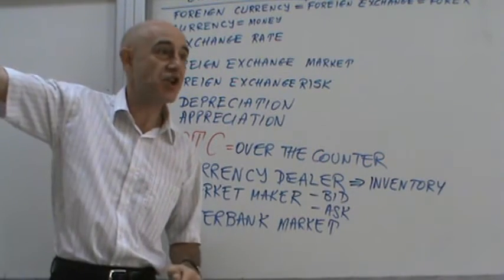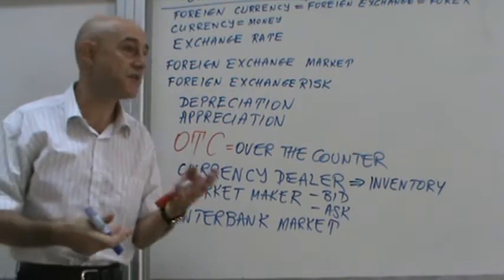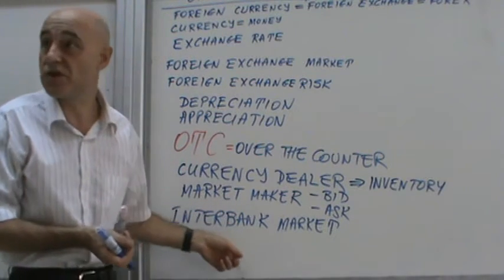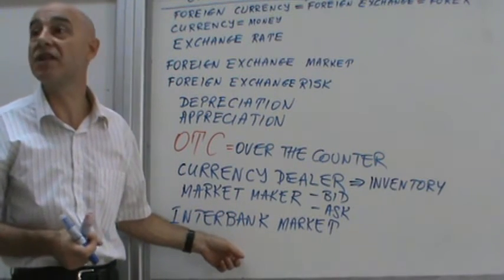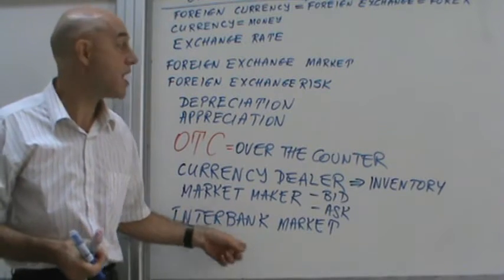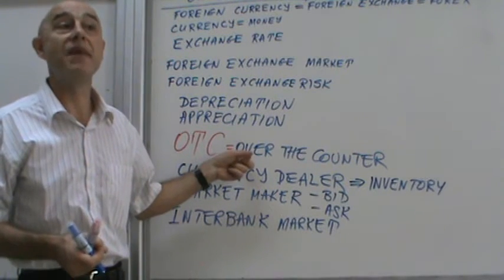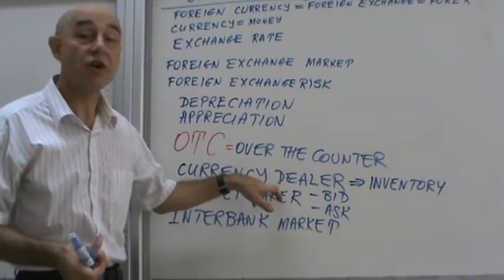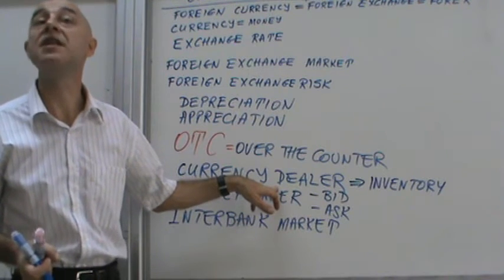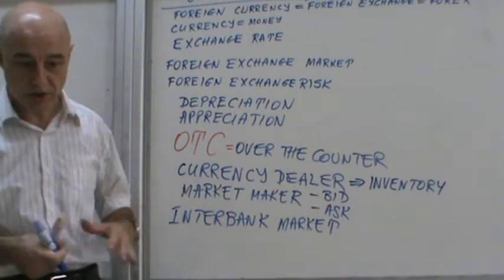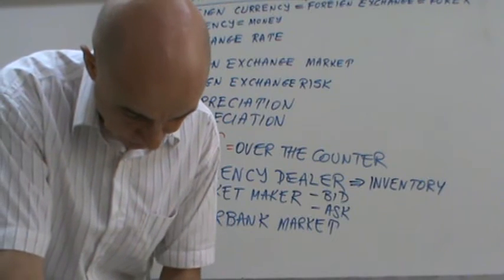Now I can go to an exchange bureau and change $20, $50, $100, maybe $1,000, okay? They can do relatively smaller deals, okay? But banks will be the main big currency dealers who will deal in millions of dollars. Let's see what else.